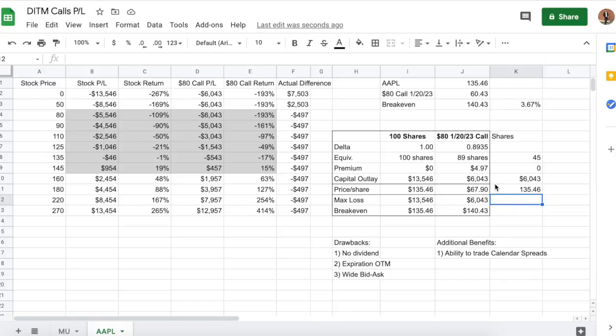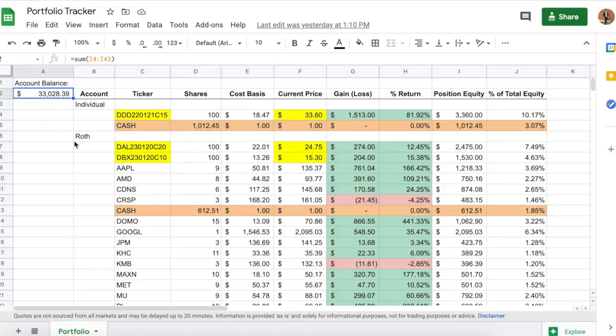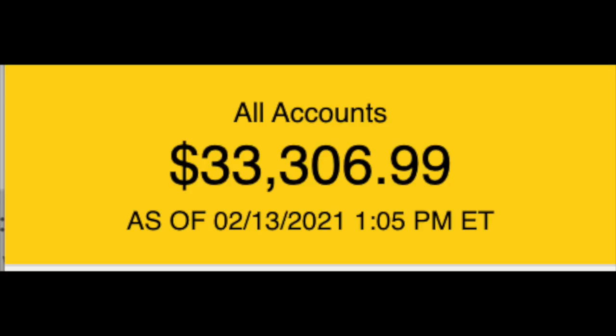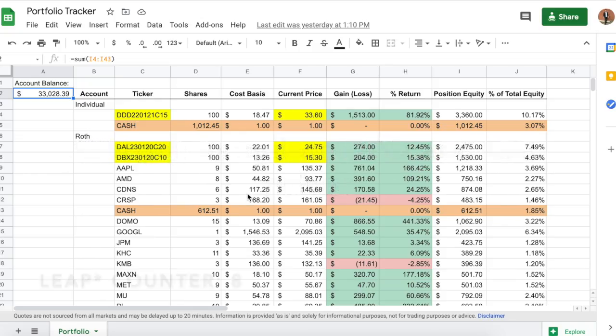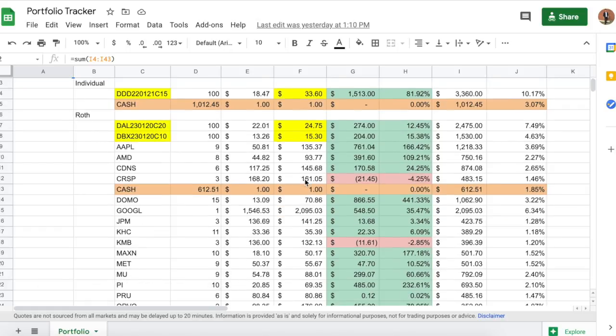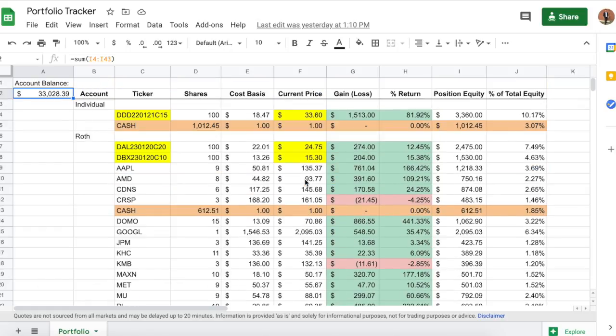Now, that said, I do not own an Apple LEAP. That is because I don't have $6,000 that I want to put into a single position. My entire account size is $33,000. So I don't want to commit whatever that percentage is, like 20% of my portfolio, into an Apple LEAP, even though I think it would do fine. I might consider doing that in the future. I'd like to stay more diversified than that.